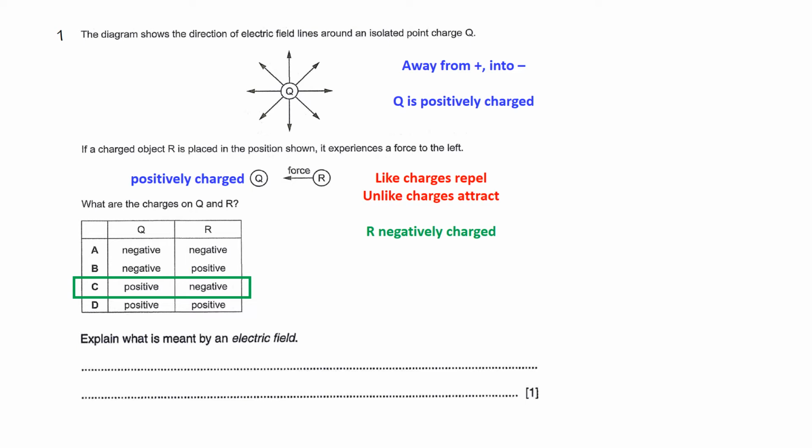Explain what is meant by an electric field. An electric field is a region in which an electric charge experiences an electric force of attraction or repulsion.